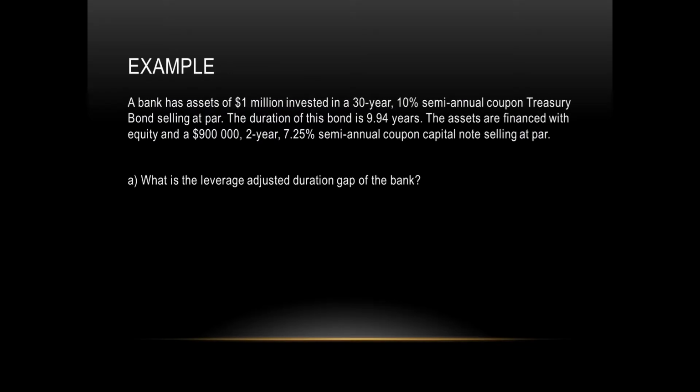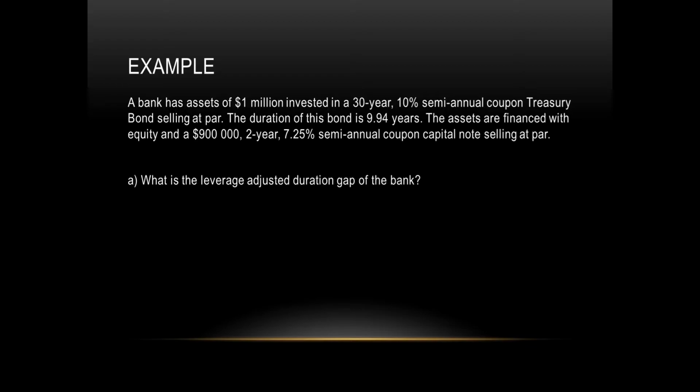Alright, so let's go over this question. This question does have quite a few parts to it. It's got 5 parts, but we'll take it slowly. So, a bank has assets of $1 million invested in a 30-year, 10% semi-annual coupon treasury bond selling at par. The duration of this bond is 9.94 years.